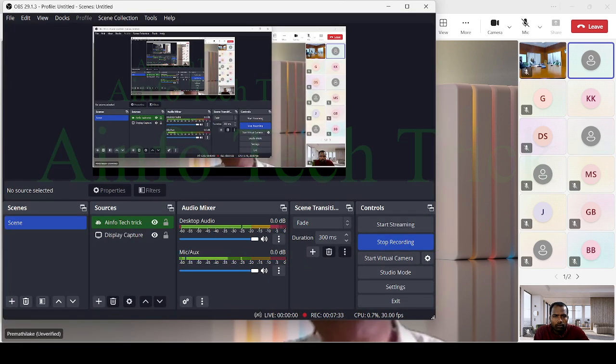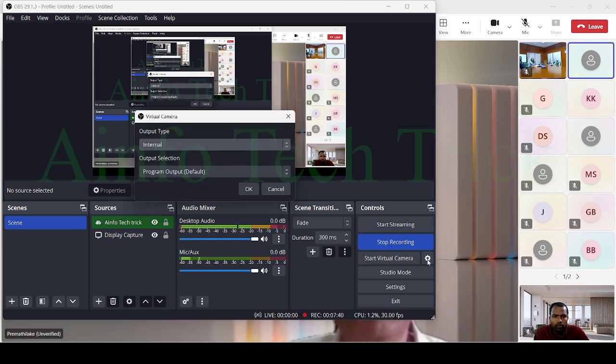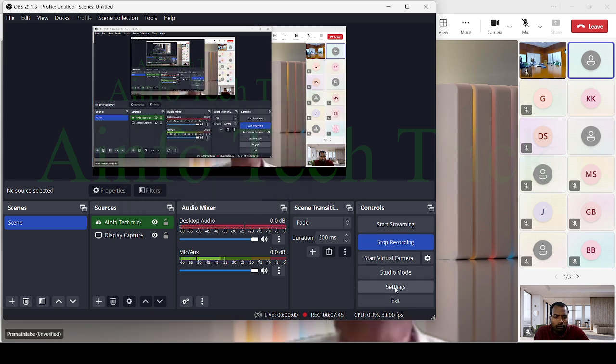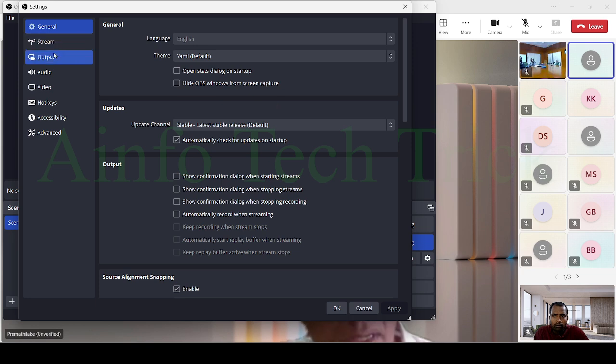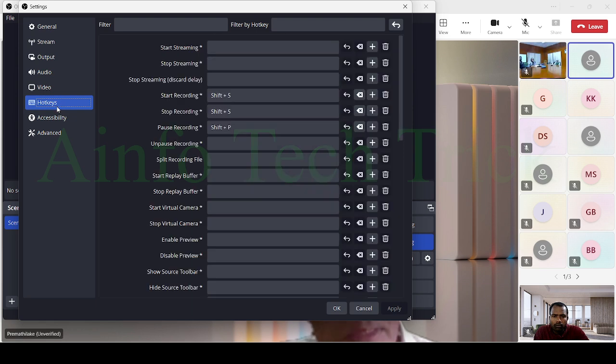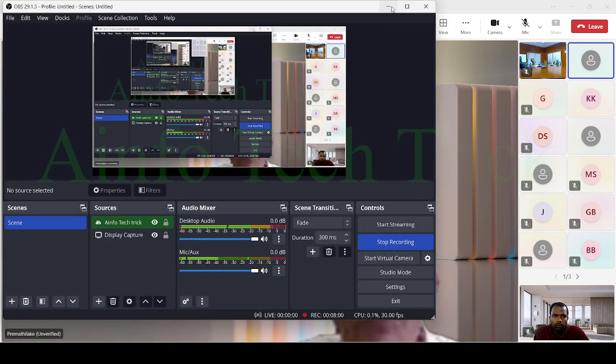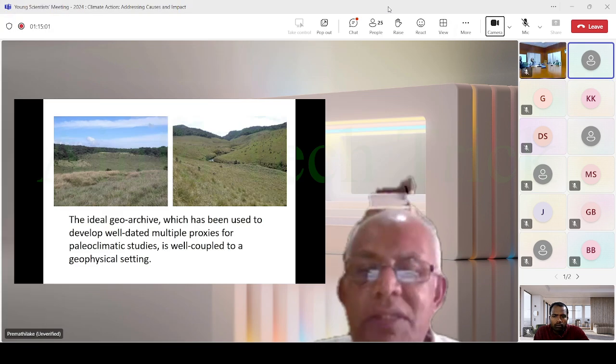These archives contain a lot of peat and some sediment. The lower part contains fine-grain silt and fine-grain sand-like sediment, and on top of that, a lot of peat is growing. So the peat archives and sedimentary archives are very well preserved there. That's why we are using these archives for paleoclimate studies. These are ideal geoarchives, which have been used to develop our well-dated multi-proxy archives. Paleoclimate studies are well coupled with the geophysical settings.